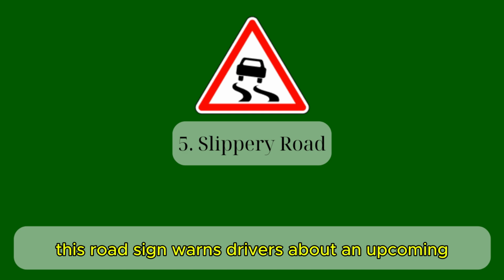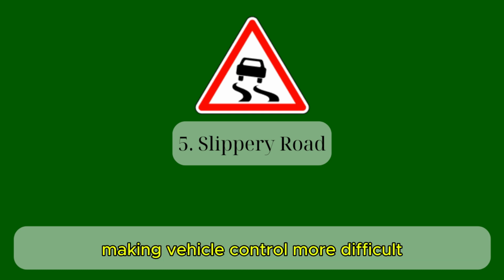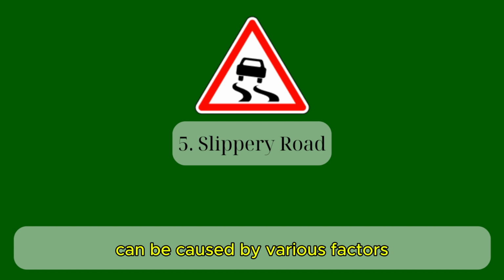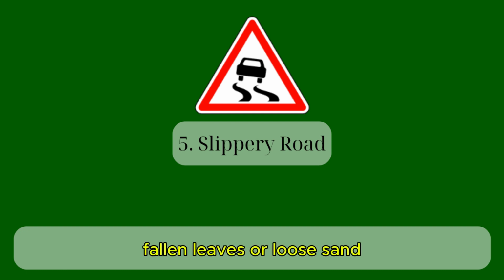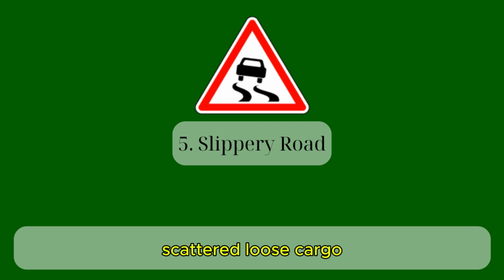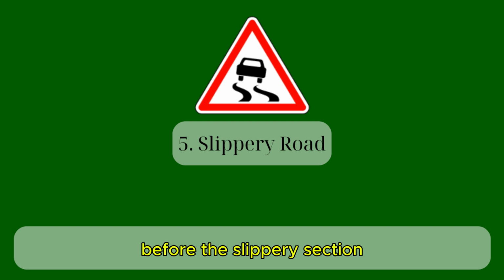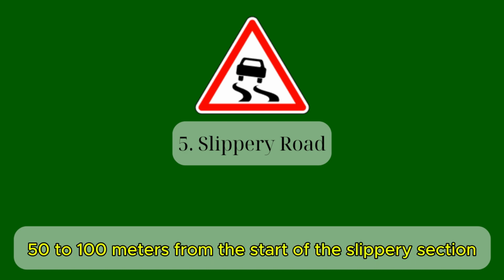This road sign warns drivers about an upcoming hazardous section where the road surface may be unusually slippery, making vehicle control more difficult. The increased slipperiness can be caused by various factors, including natural conditions: rain, snow, ice, fog, fallen leaves or loose sand; and artificial factors: spilled oil or fuel, scattered loose cargo, or poorly maintained road surfaces. To allow drivers enough time to react, the sign is placed at a safe distance before the slippery section: outside populated areas, 150 to 300 meters before the hazardous area; within populated areas, 50 to 100 meters from the start of the slippery section.